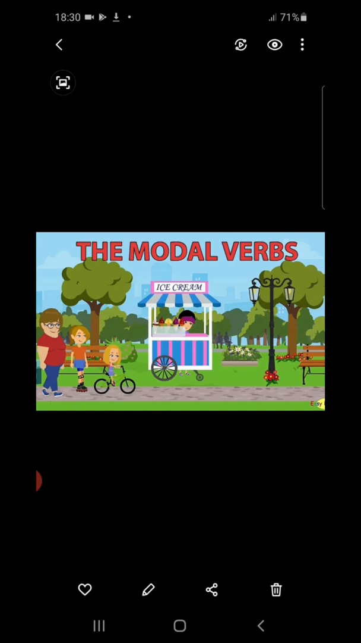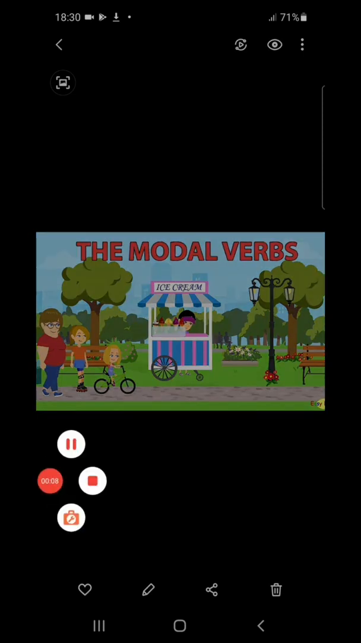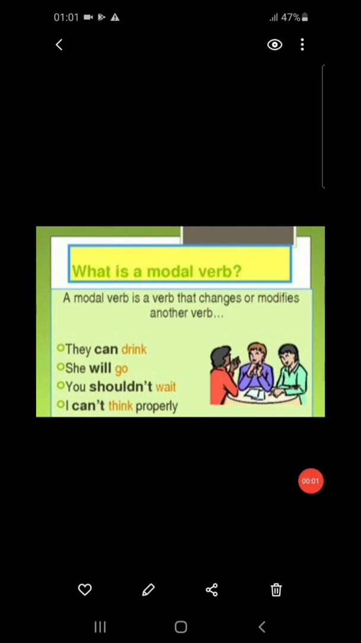The modal verbs. What is a modal verb? A modal verb is a verb that changes or modifies another verb. So it is basically a helping verb that supports the main verb in a sentence to produce a particular meaning, to give direction to the meaning itself.